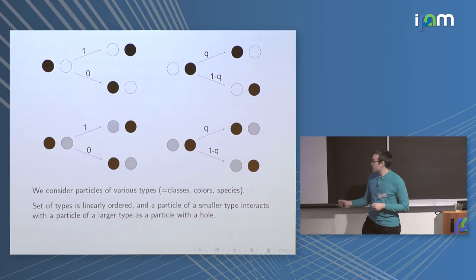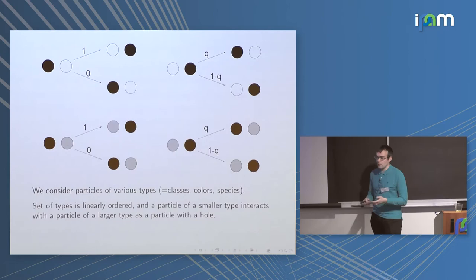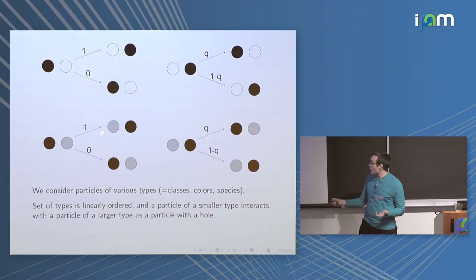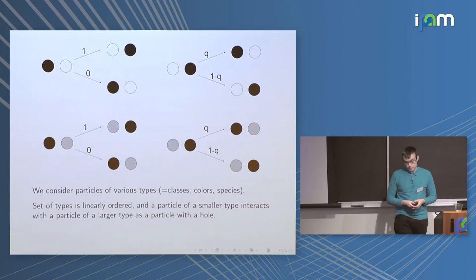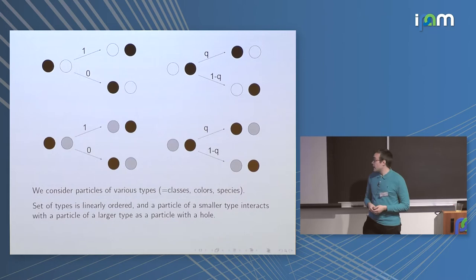And then I run exactly the same definition. So the stronger particle is on the left, the weaker particle on the right, we apply the update, and they change according to these rules. And there is asymmetry: it's 1 here and q in the opposite direction. This asymmetry is important for the definition. So this is how one can define ASEP for an arbitrary collection of species.